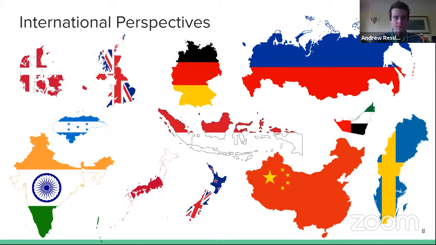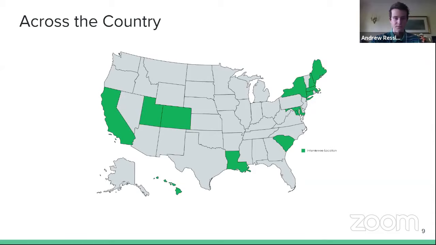And now we'd like to do the same thing with different US states. So you see here in green are states where we interviewed young adults from. So people could post in the chat and we'll take the first two. Looks like we have Maine and Colorado.